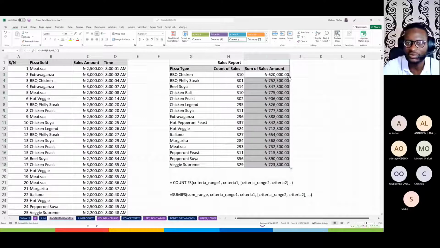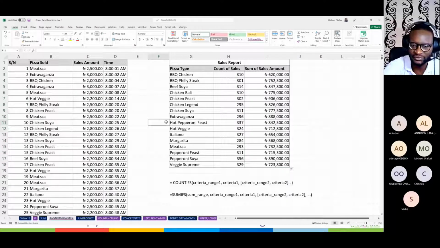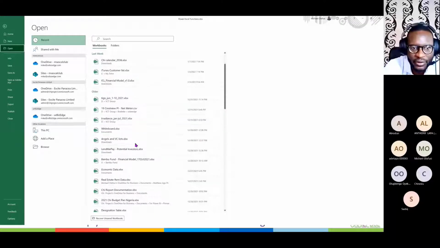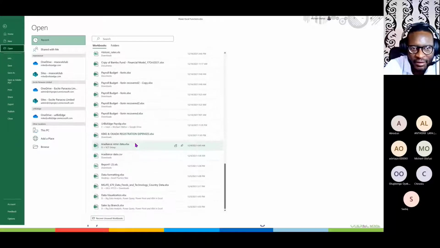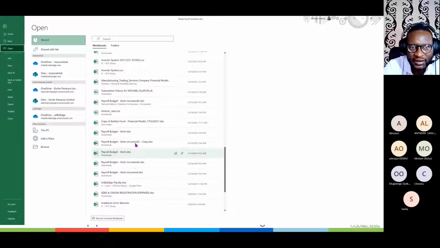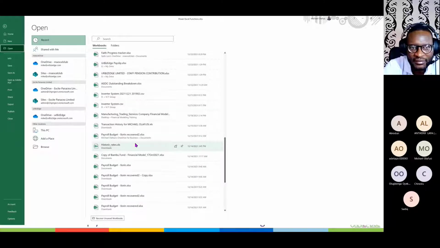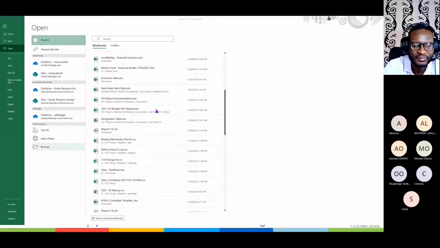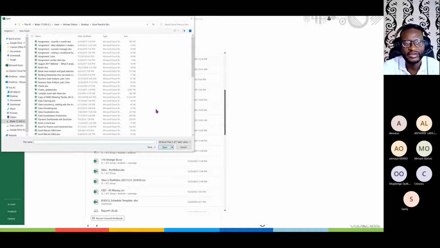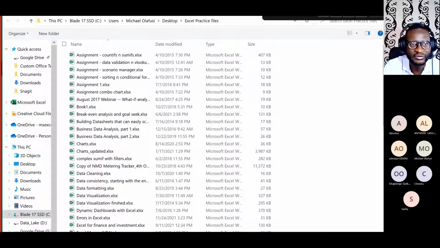So let's now talk about what's amazing about this thing. What's the special thing that you can use it for? So let me go and pull up a practice data I have that already has very nice data that we can use.